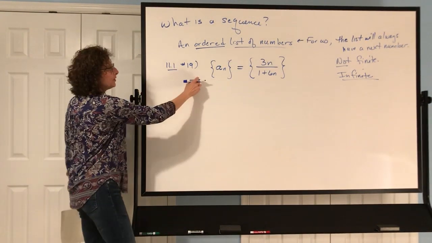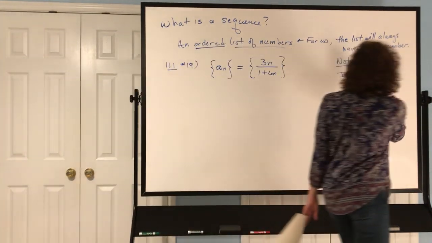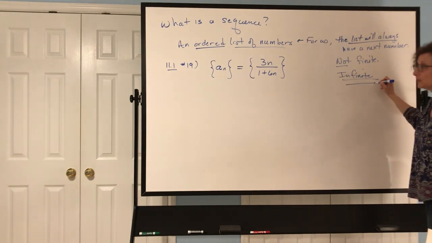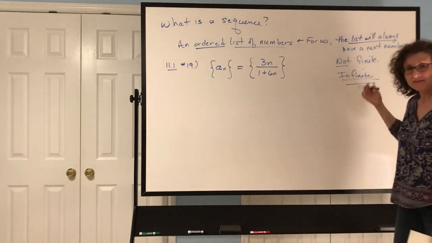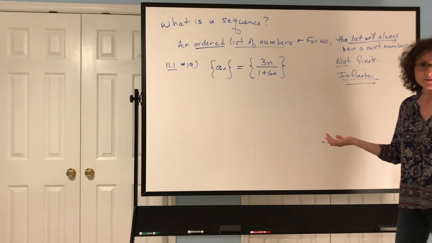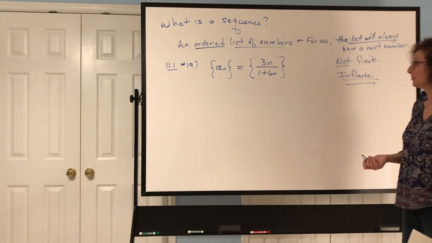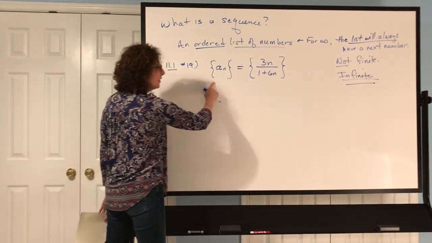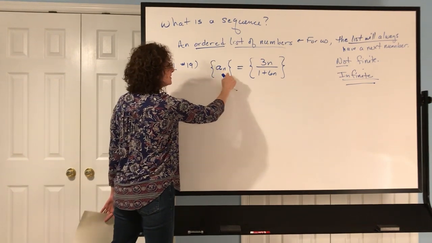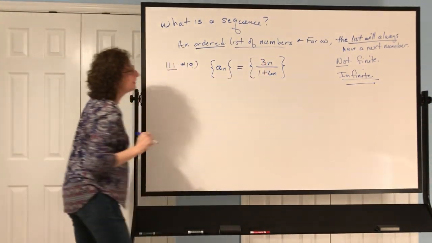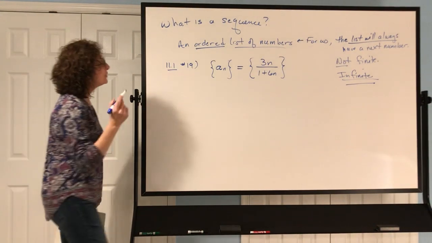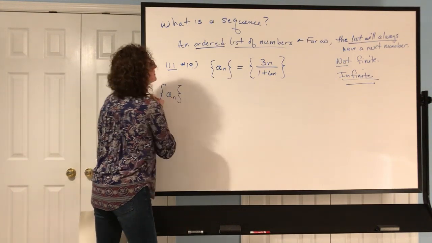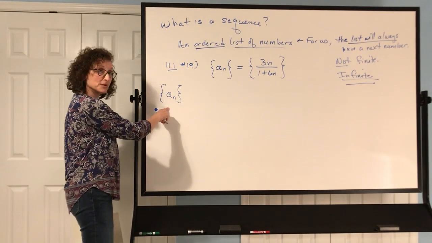Well, that's a shorthand because how are we going to write out a list of infinitely many numbers? We don't want to be doing that. So this notation is saying this is the sequence where each term in the sequence is generated by this formula, 3n divided by 1 plus 6n. So what does this really mean? In general, a sequence a sub n is represented this way.